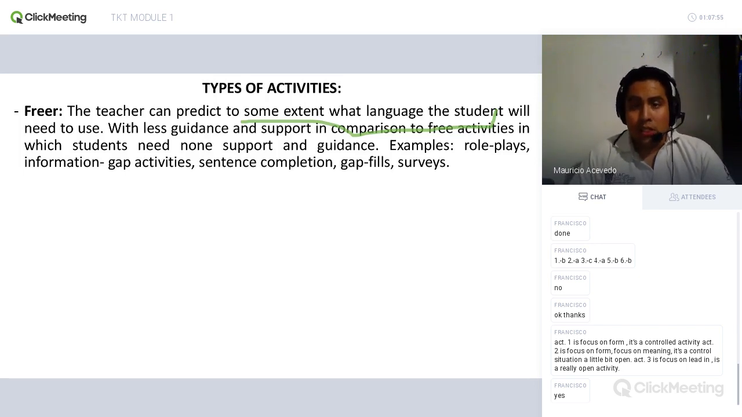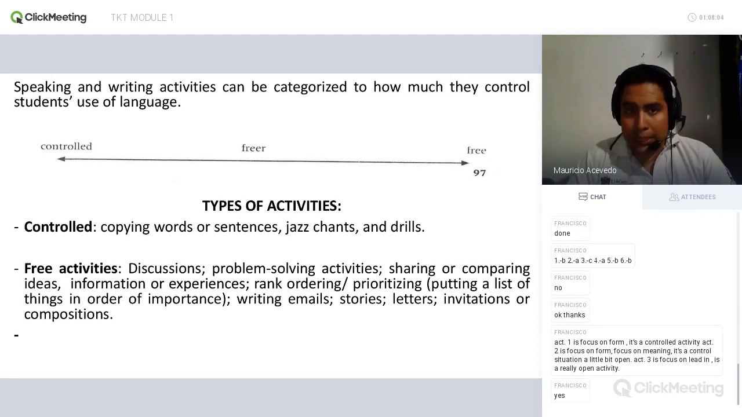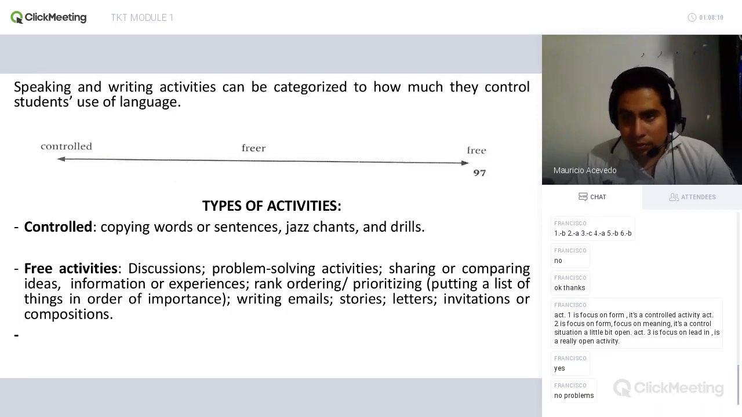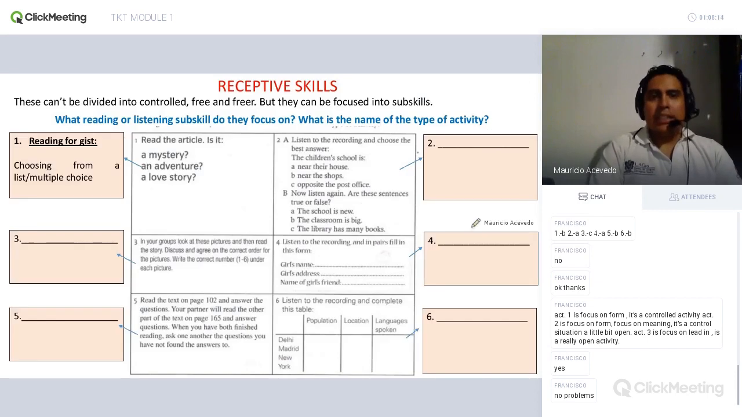So is this right with this activity, Francisco? Controlled, freer, and free activities. No problems with this? Excellent. So they are very simple concepts.